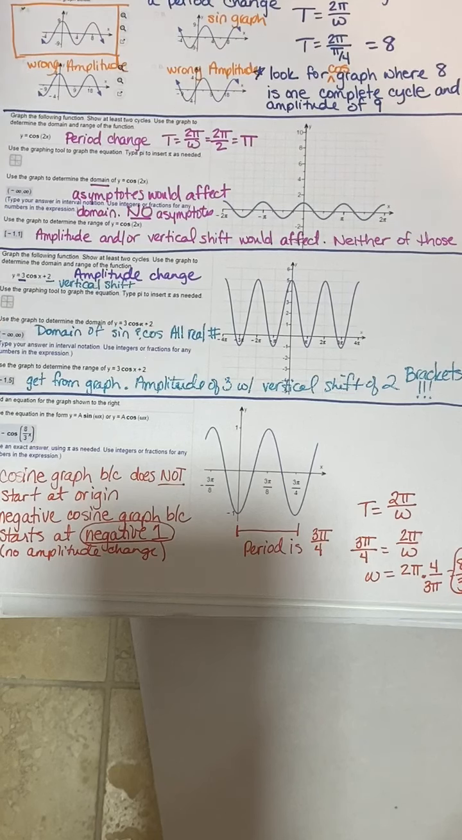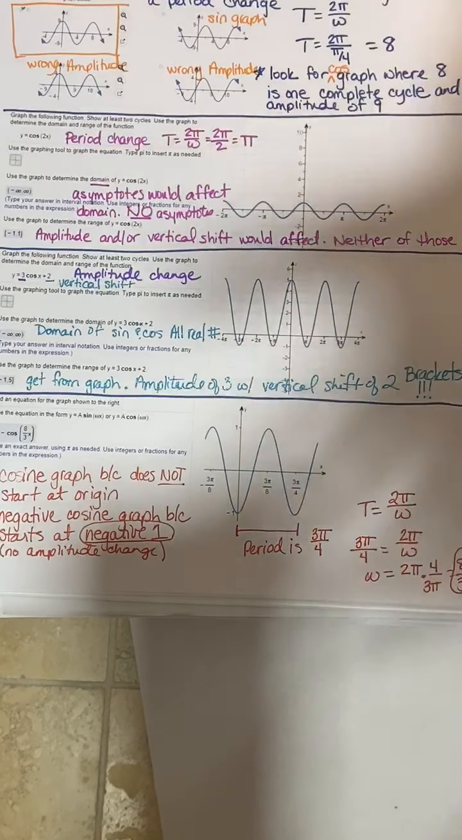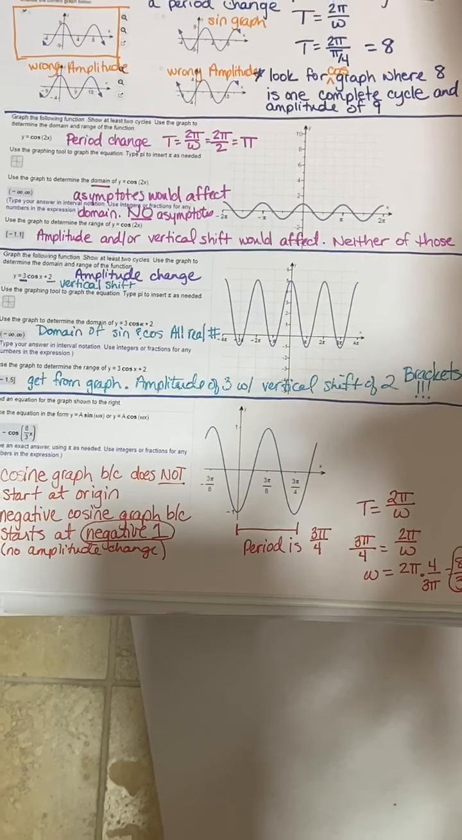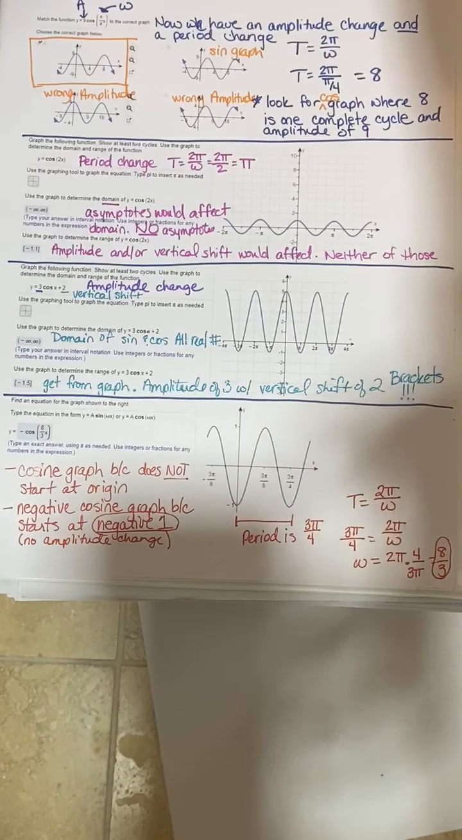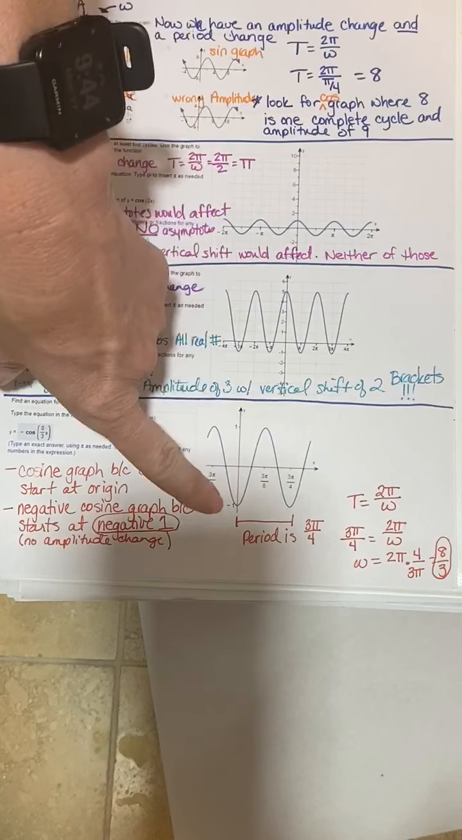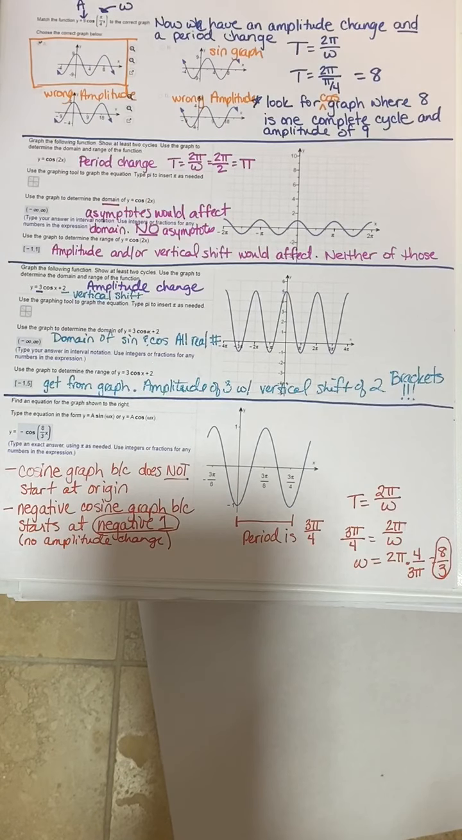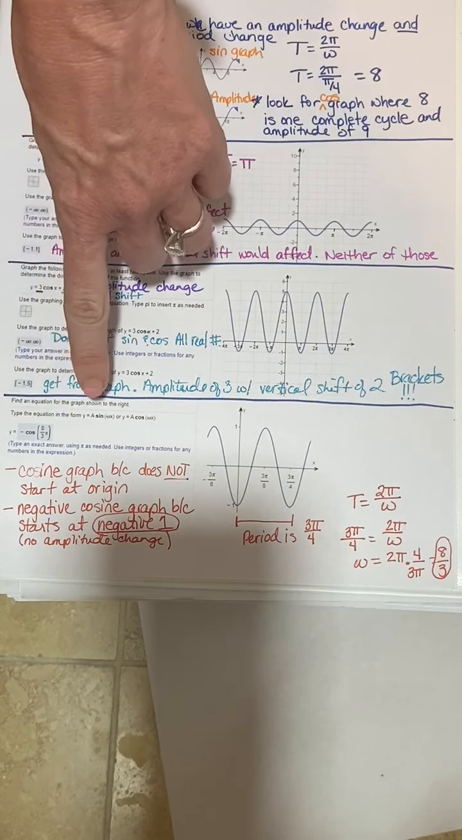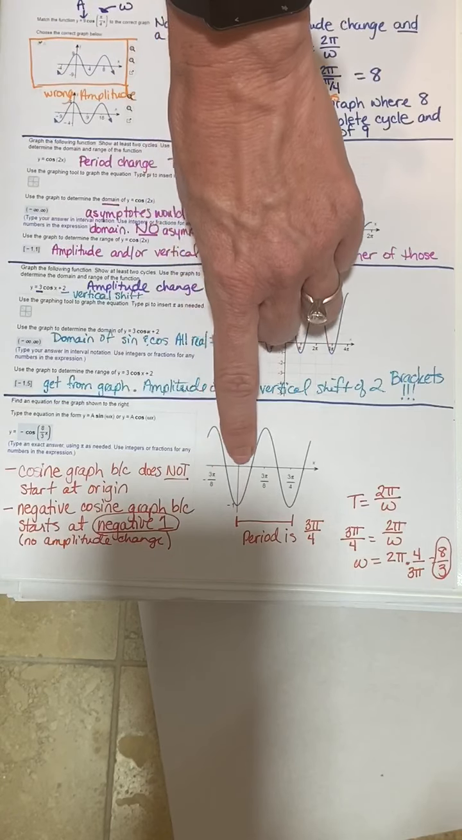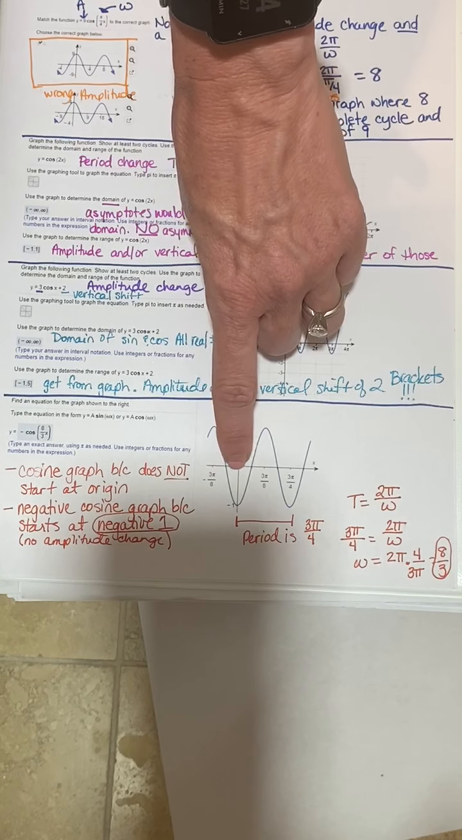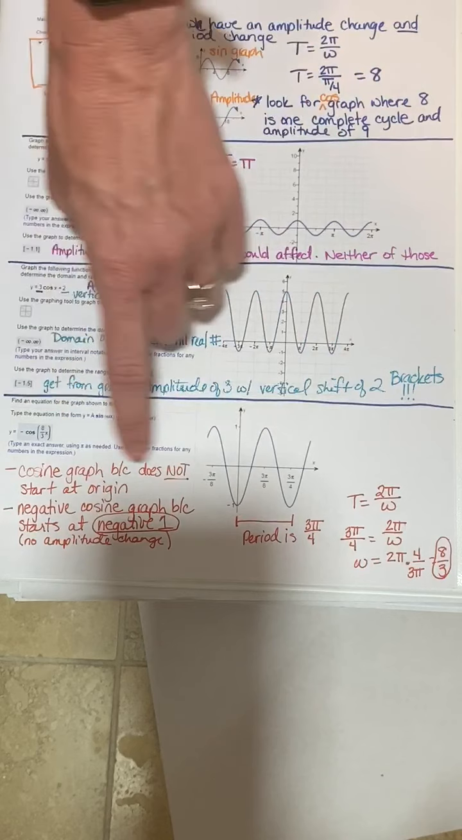Okay, final one. Now we have a negative cosine graph. So our cosine graph is being flipped. Sorry, I'm trying to zoom out a little. So the cosine graph now will not start at the positive value. It's going to start at the negative value, right? So they want us to find the equation of our graph. This is not a sine graph. We know it's cosine, and we know it's a negative cosine.